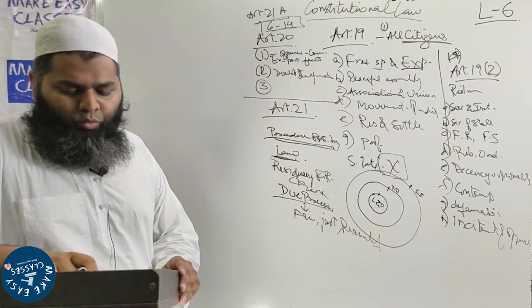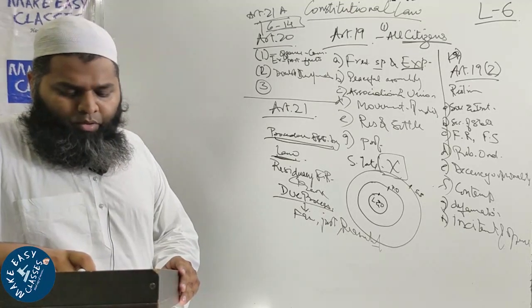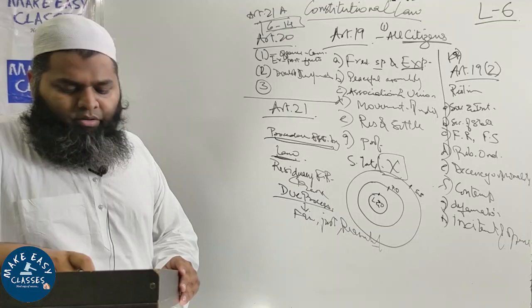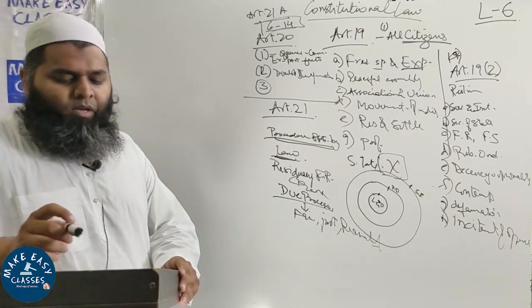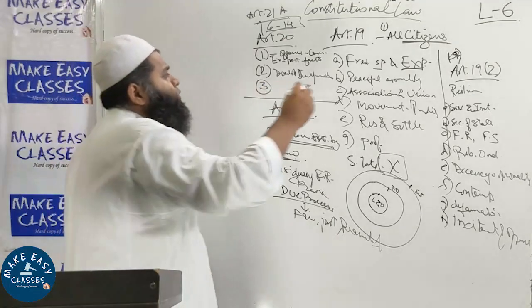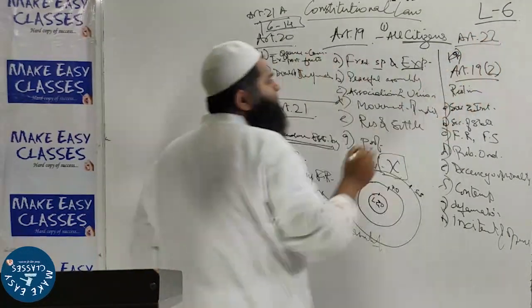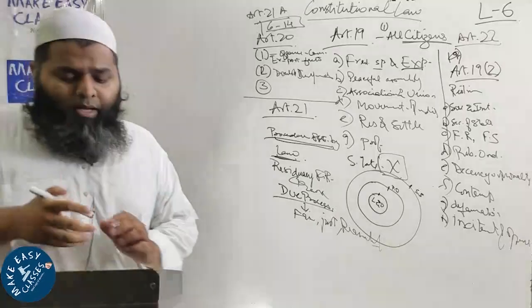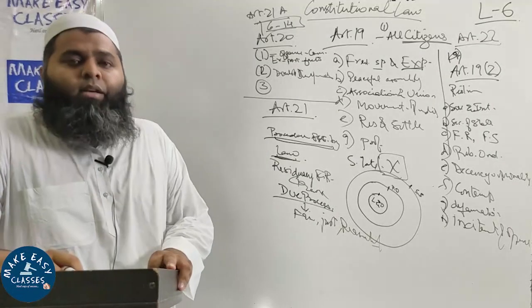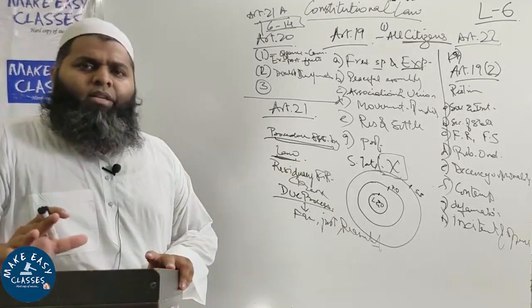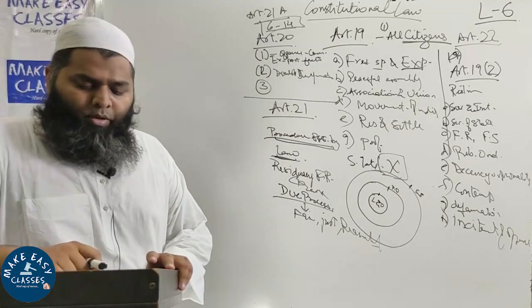नाउ आर्टिकल 22. दिस प्रोवाइड्स विद द प्रोटेक्शन अगेंस्ट अरेस्ट एंड डिटेंशन ऑफ इन सर्टेन केसेस. आर्टिकल 22 कैसे डील करता है? प्रोटेक्शन अगेंस्ट अरेस्ट एंड डिटेंशन. अरेस्ट और डिटेंशन जो होता है किसी का, उससे मुताल्लिक प्रोटेक्शन दे रखी है इसमें.